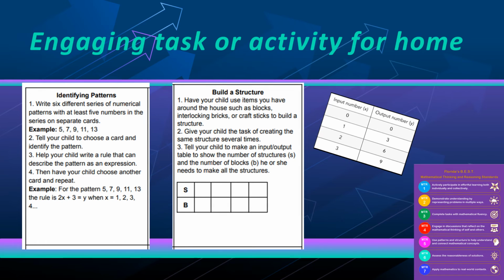Here is an activity from the STEMscopes parent letter that is meant to be an engaging way that students can continue their learning at home or even to extend their learning in the classroom. One of these activities has students taking numerical patterns and writing a rule that can describe the pattern as an expression. In the other activity, students are using real-world items to build a structure and then making an input-output table to show the number of structures and the number of materials needed.